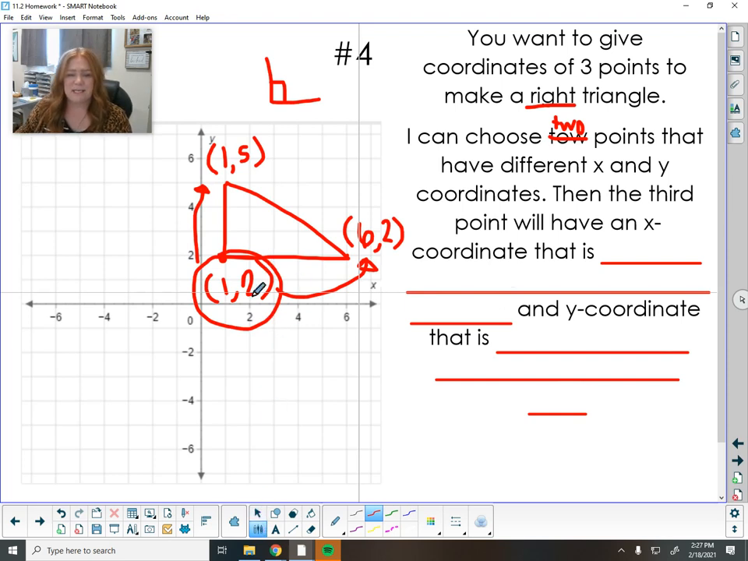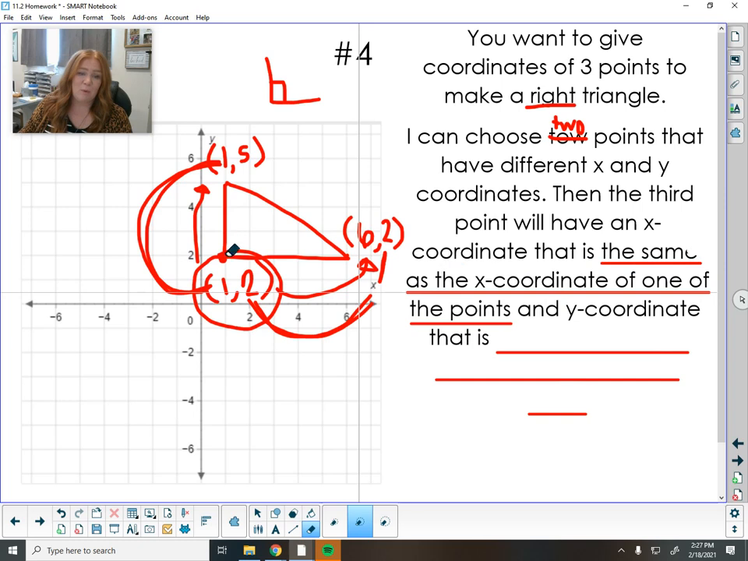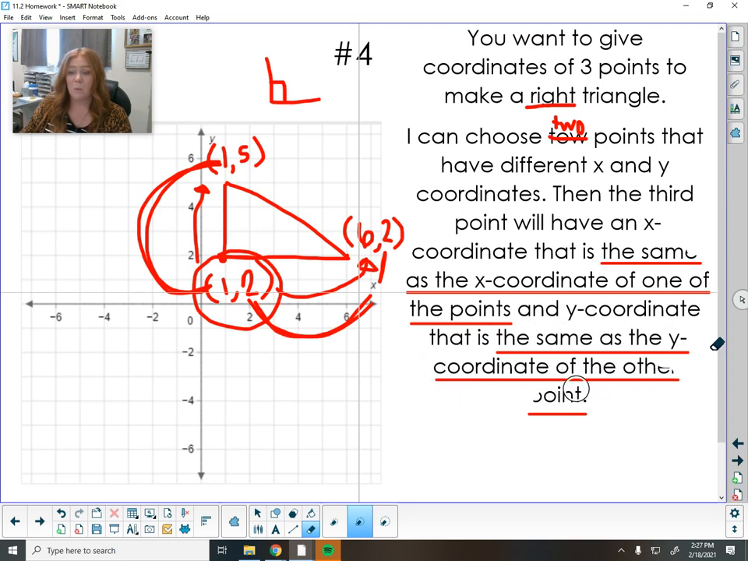Something I noticed is that these two y coordinates are the same, and these two x coordinates are the same, because they need to line up with each other. So the third point has an x coordinate that is the same as another one. We went over the same distance, so the same coordinate as one of the points. These 2 points shared a common x. And then the other point is going to share a common y. So one has to be x the same, one has to be y the same.